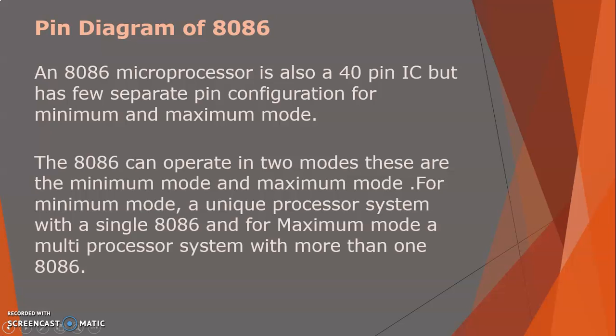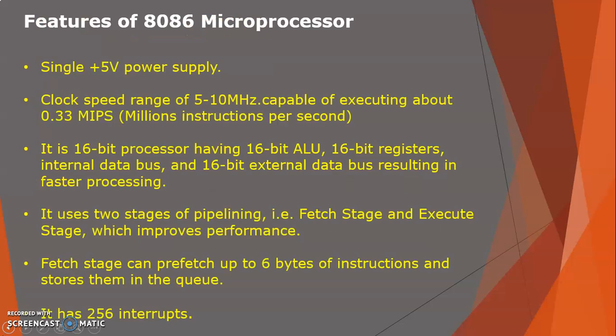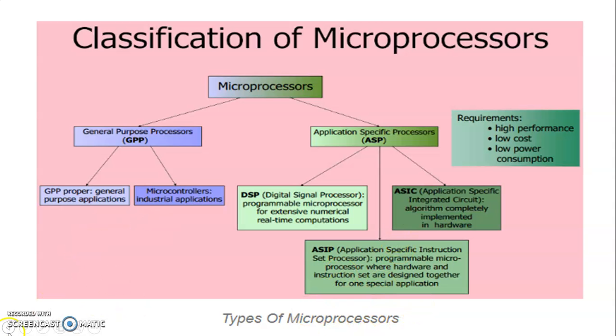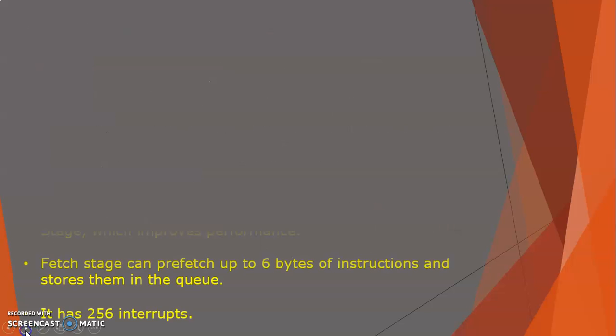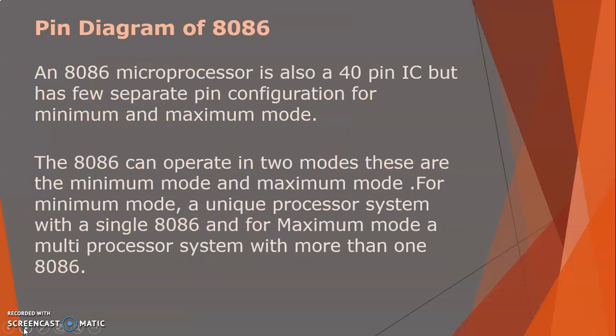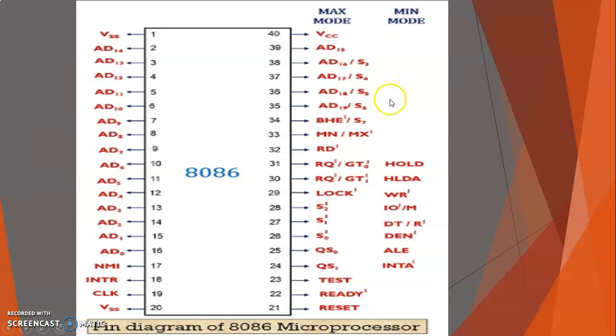In the 8086 we have 40 pins, 20 pins on the left side and 20 pins on the right side. So it is a 40-pin IC but has a few separate pin configurations for minimum and maximum mode. The 8086 can operate in two modes, minimum mode and maximum mode. Minimum mode is a uniprocessor system with a single 8086, and maximum mode is a multiprocessor system with more than one 8086. So this is the pin diagram.